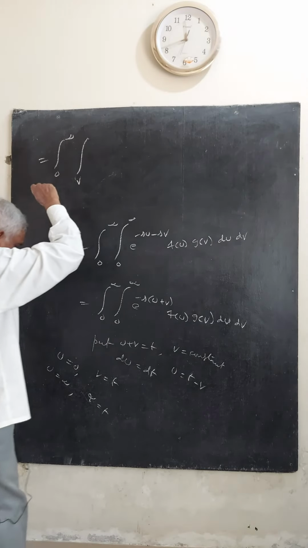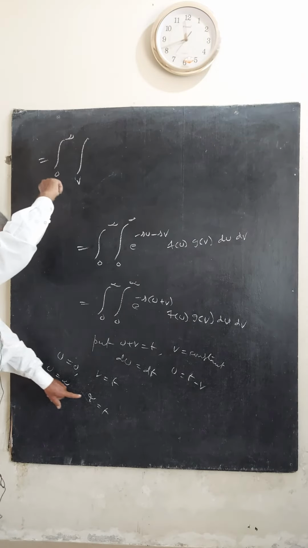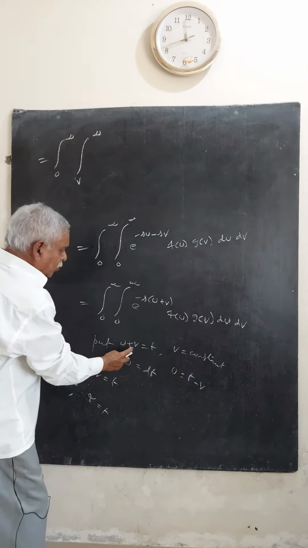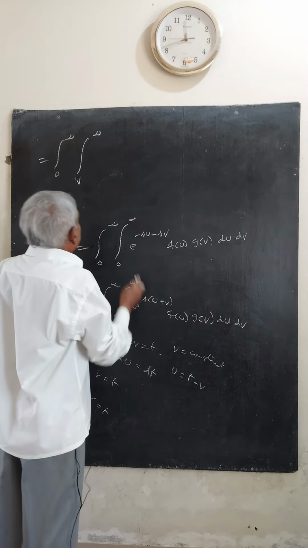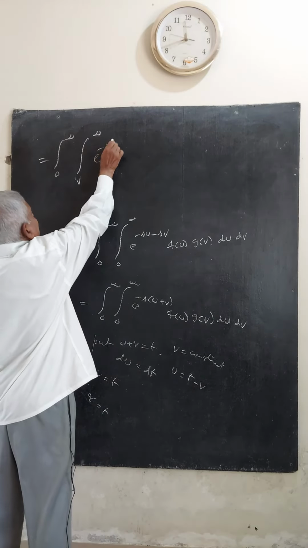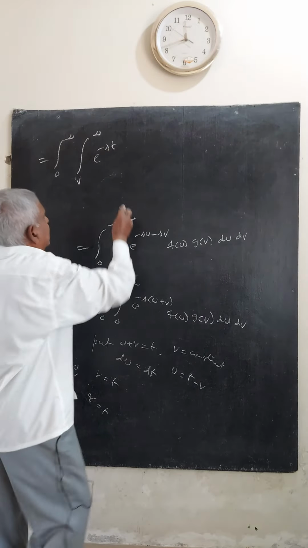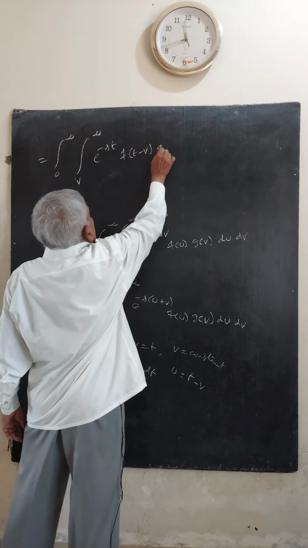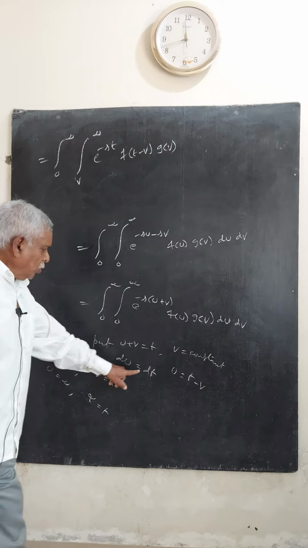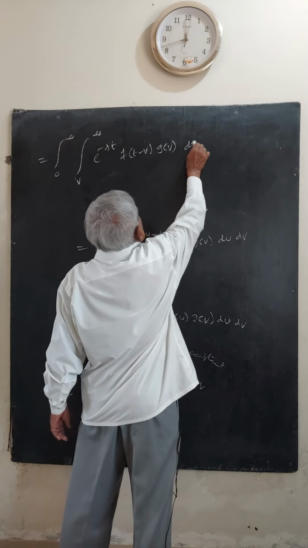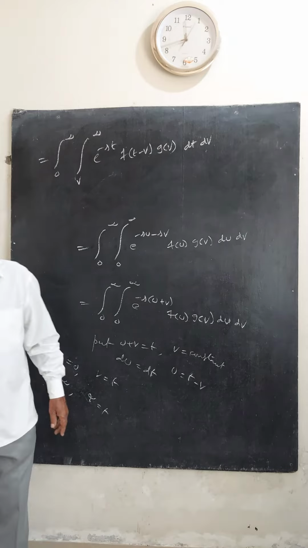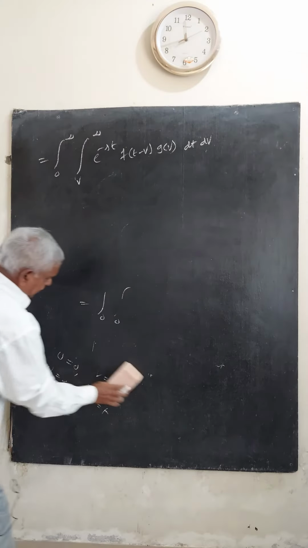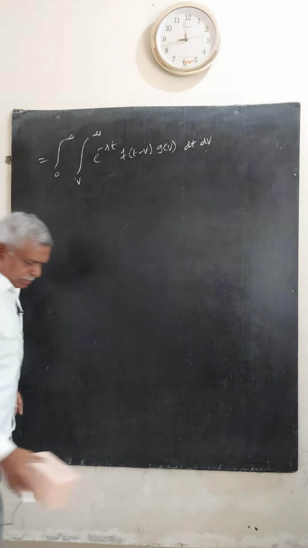If you give the upper limit u as infinity, t is also infinity. This limit belongs to t only. We have substituted u plus v equals t, v is a constant. E power minus s(u plus v) is e power minus st, and u is t minus v, f(t minus v) g(v), du equals dt, dv. Completely changed by applying u plus v as t.